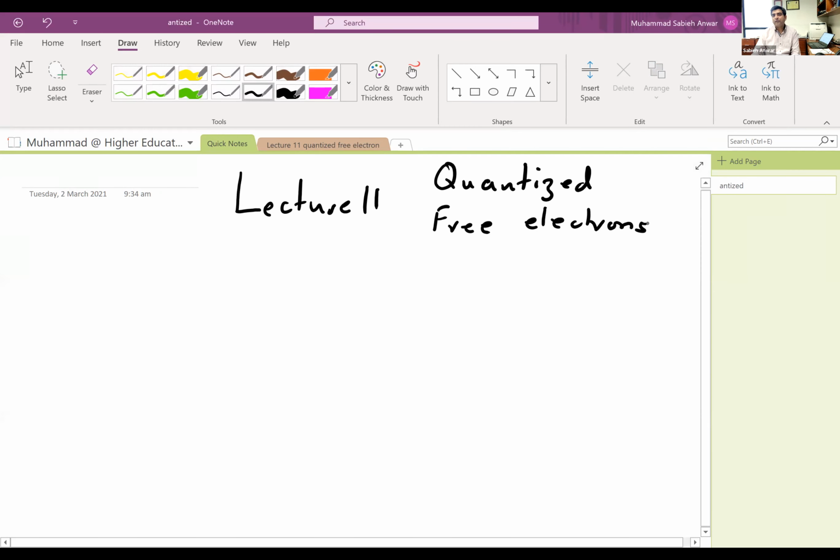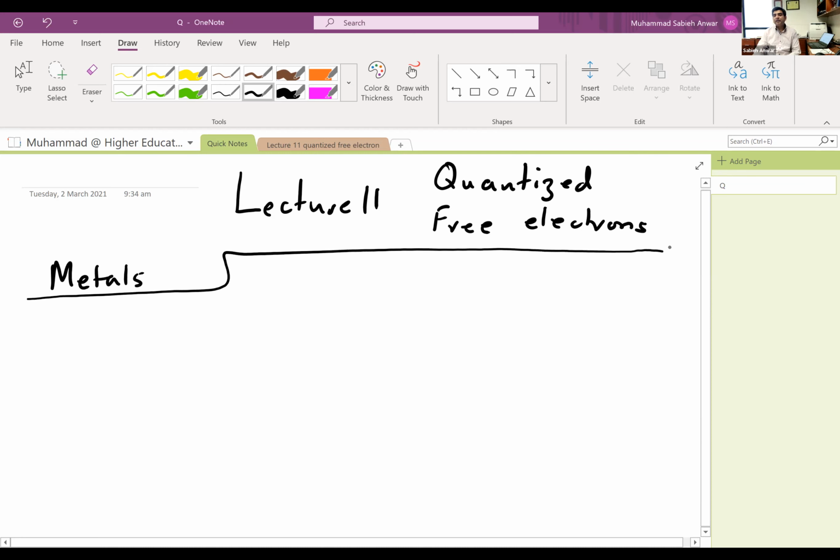And the kind of crystals that I'm going to mostly talk about, and for which this model is mostly valid, are what are called metals, which have been known to mankind for thousands of years now. Right, so let's get started.